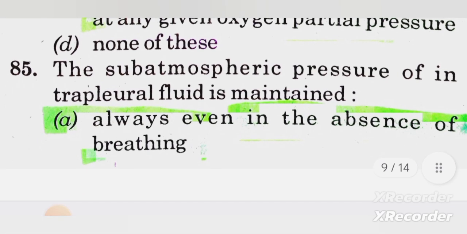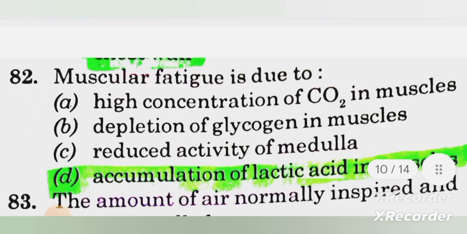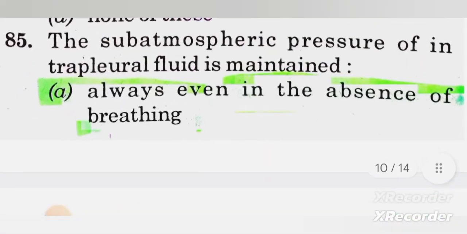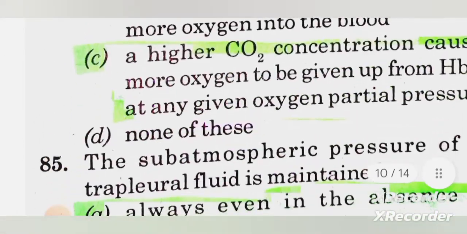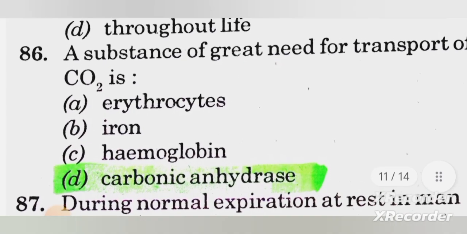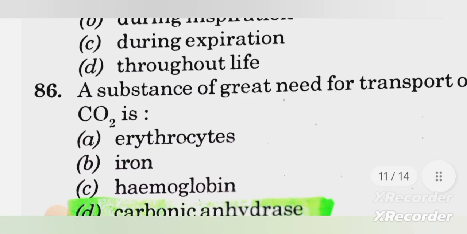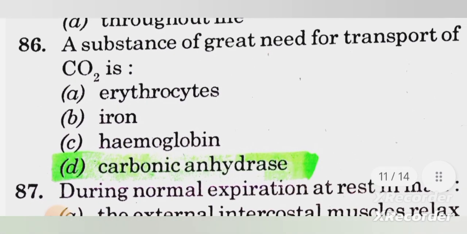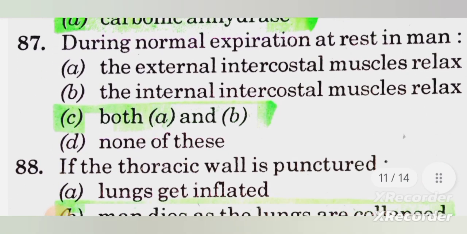Next, 85. The subatmospheric pressure of intrapleural fluid is maintained, answer A, always, even in the absence of breathing. Next, 86. A substance of great need for transport of CO2 is, answer D, carbonic anhydrase.